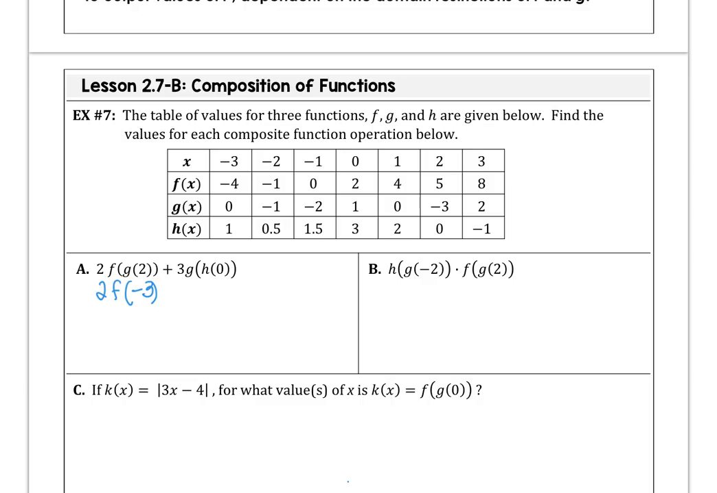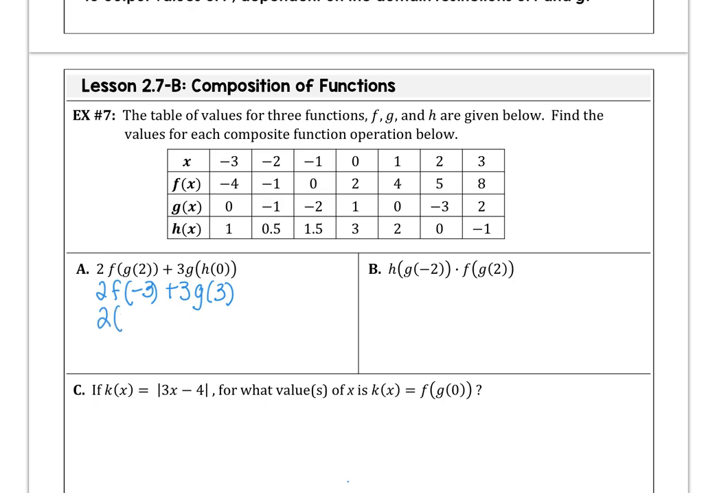And in the second piece, we want the h of 0. So at 0, the h of 0 is 3. That gives us 3 times the g of 3. Next, we want to fill in the missing piece for the y value when x is -3 on the f function. When x is -3 on the f of x, our y value is -4.